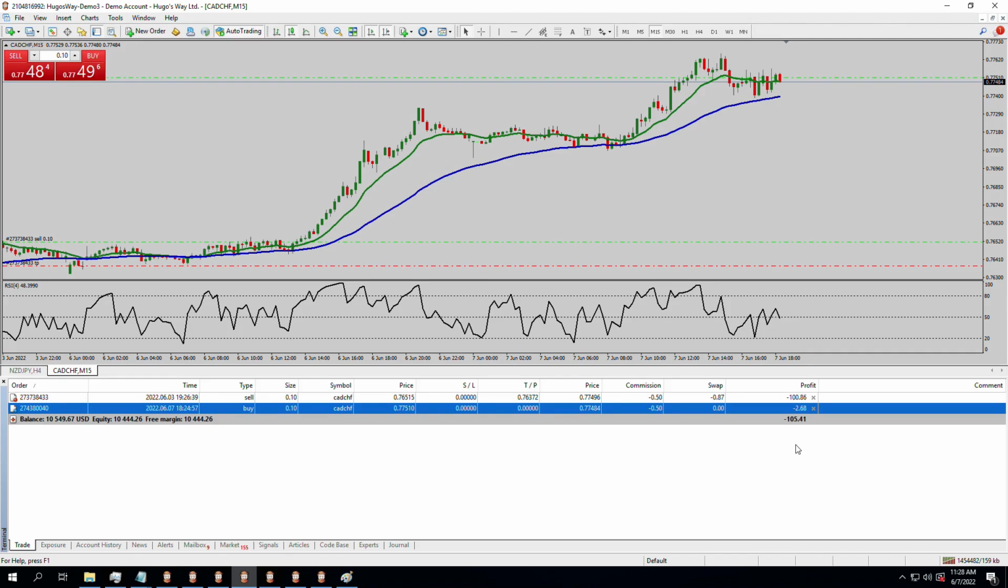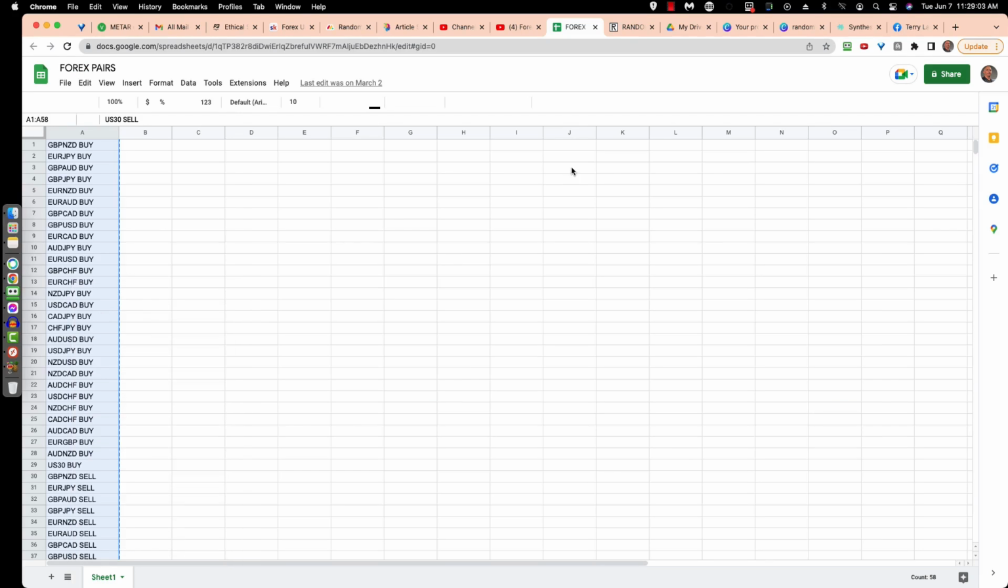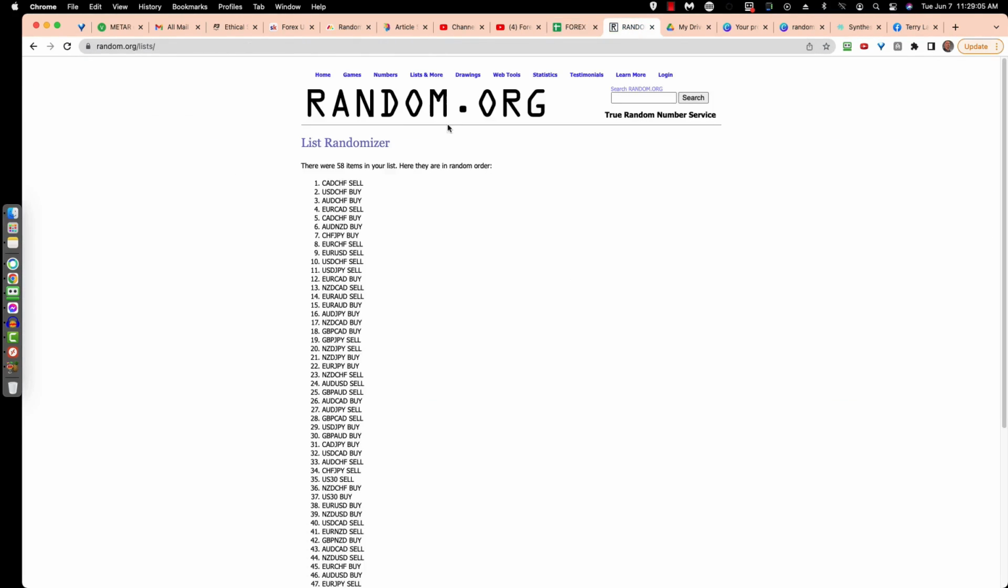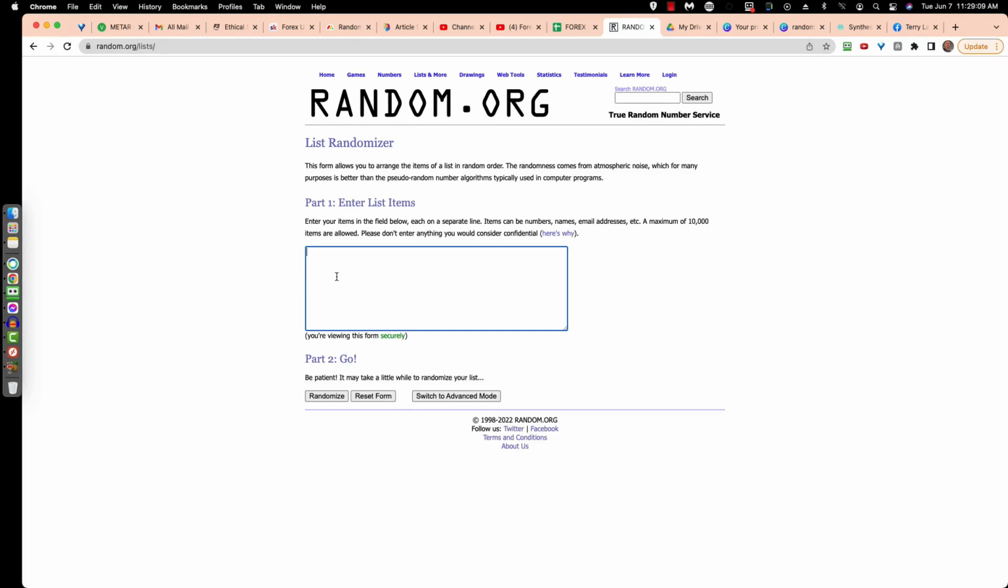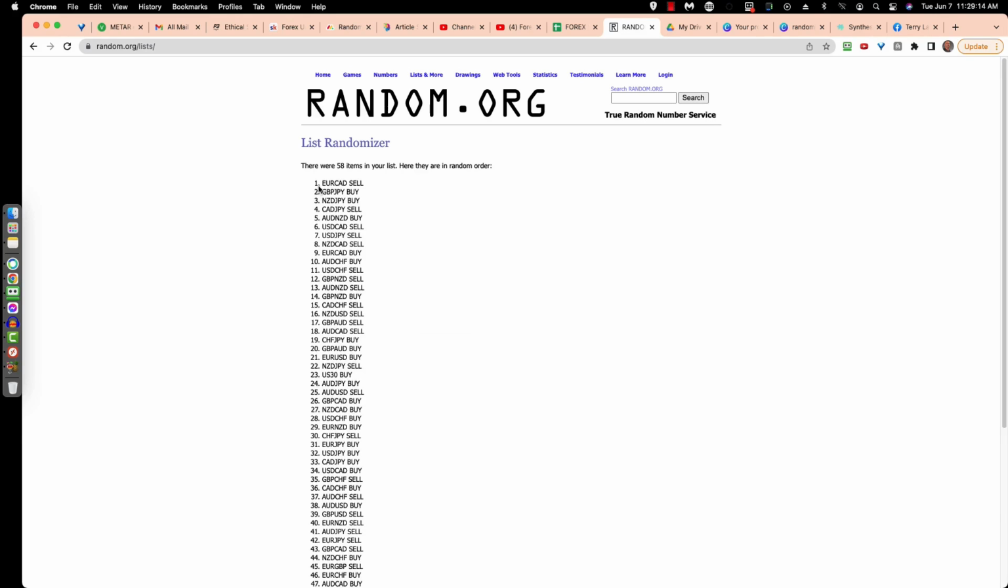So let's randomize our currency list and take our next random trade. Here, I'll copy my list. We'll go to the randomizer. We can see yesterday's trade there as I'll go to the list randomizer, paste my list in the box, hit randomize, and our next random trade is going to be EuroCAD sell. EuroCAD sell. Let's go enter that now.